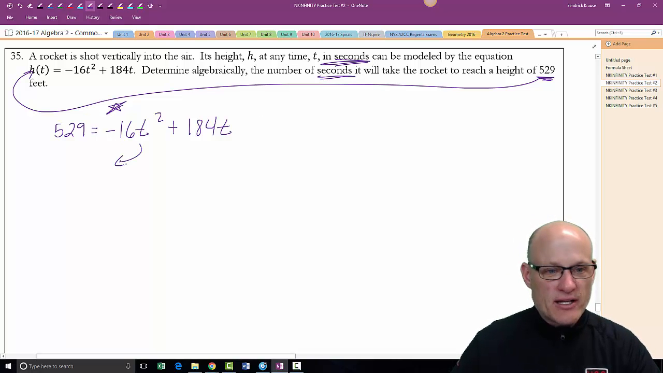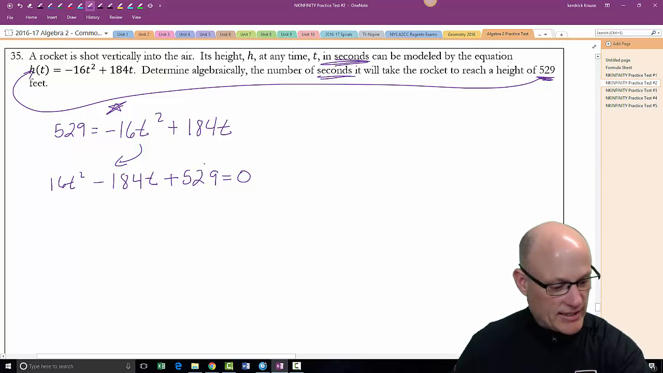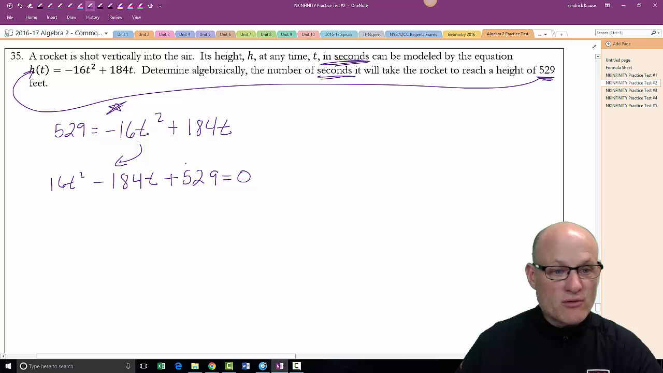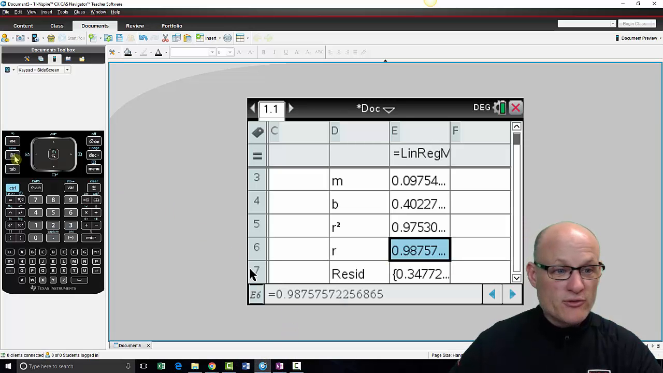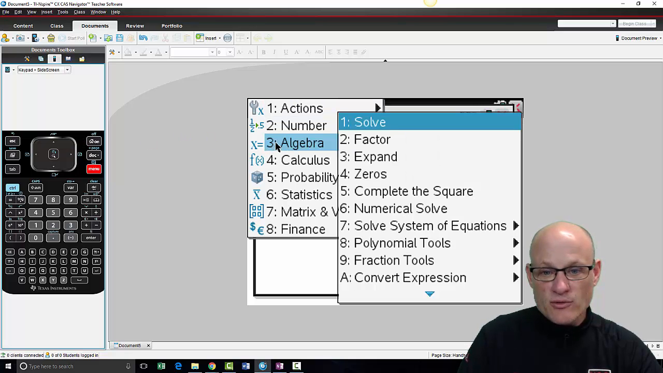So what we're going to do is move everything to that side. So 16t squared minus 184t plus 529 equals 0. So I have to solve this equation. I will tell you right now, just looking at that son of a gun, it does not look factorable at all. But it might be. I can grab my calculator and we'll try it using the calculator. Let's see. Menu, algebra, 331.